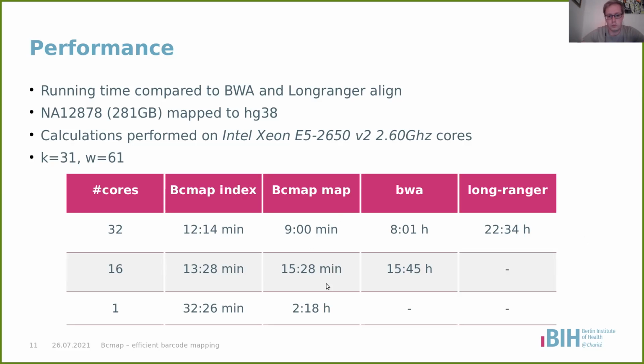And we can see that even running on a single core, we are still faster than the competition. However, it has to be noted that for Long Ranger, this time includes the pre-processing of the read data, so barcode extraction and correction, as Long Ranger only takes raw data as an input, and we had the data pre-processed for our tool and for BWA. And the index construction time, of course, has to be performed. The index construction only has to be performed once for every reference you want to use.